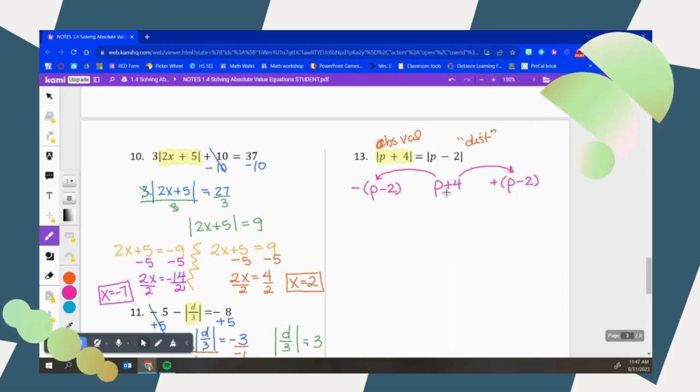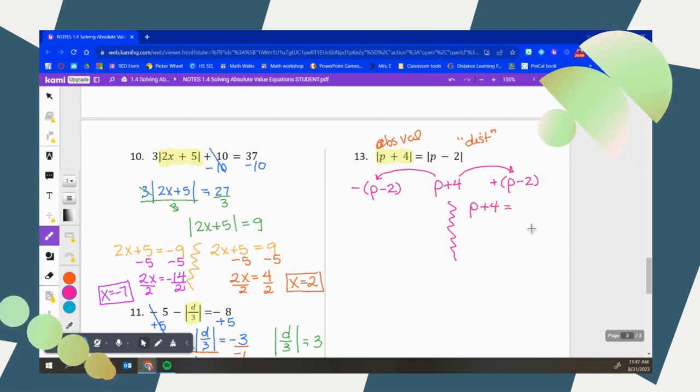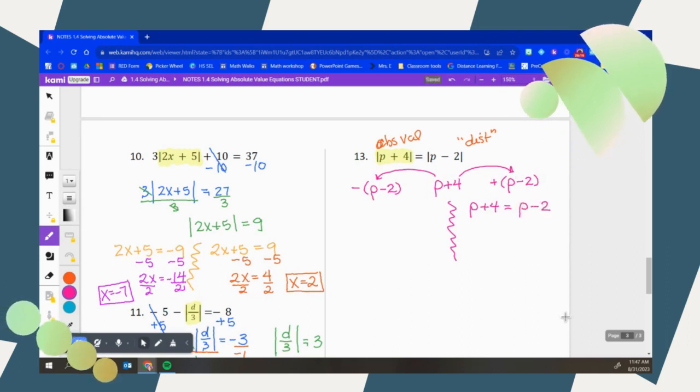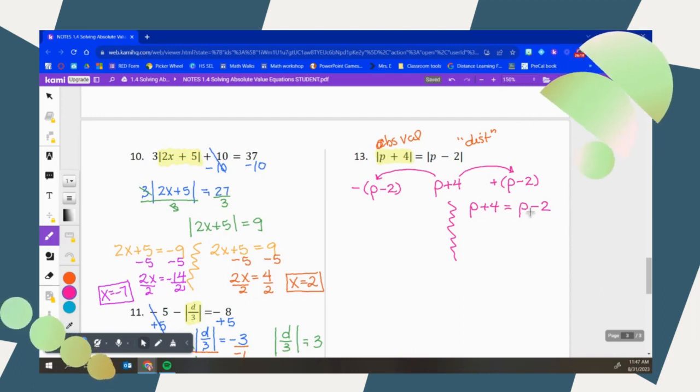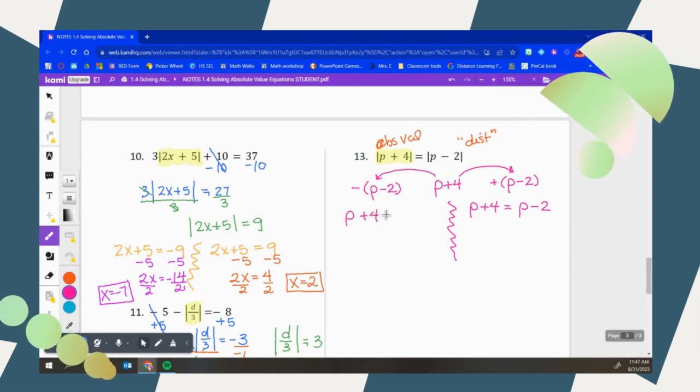Okay. So these are the middle part right here. We're going to have p plus 4 is equal to positive p minus 2, which is just p minus 2. Okay, so there's that equation. Then I'm going to cover here p plus 4 is equal to a negative p minus 2. So p plus 4 is equal to.